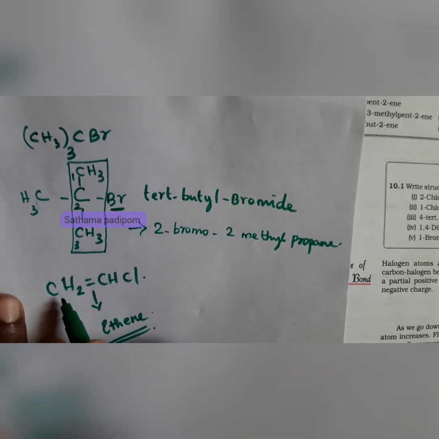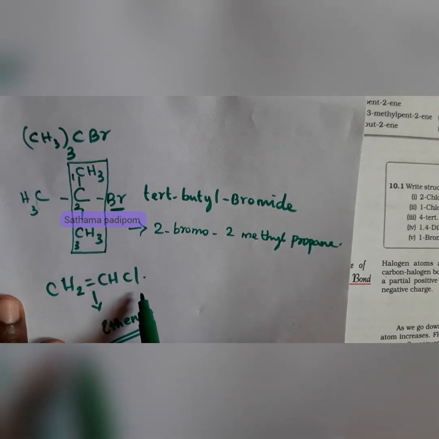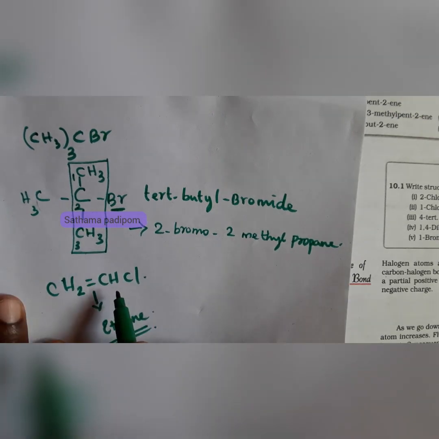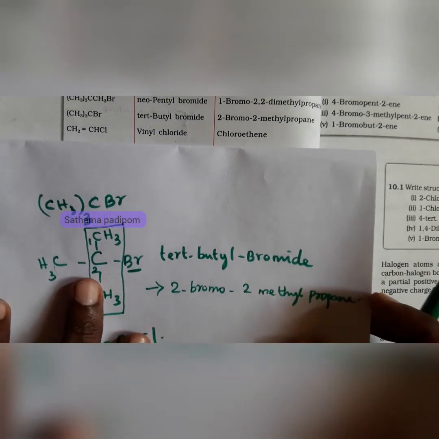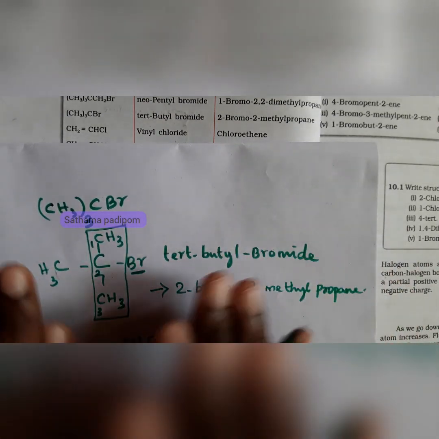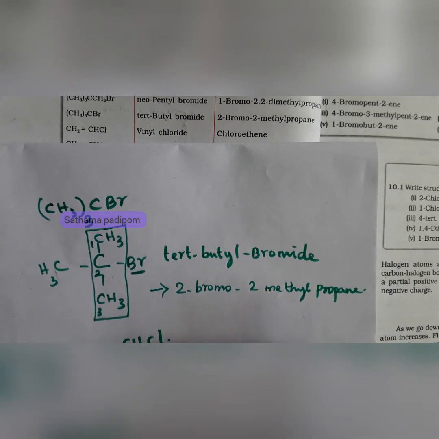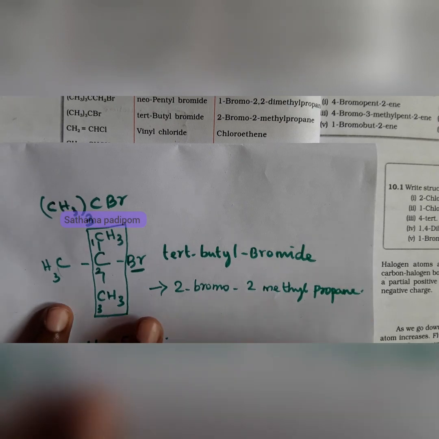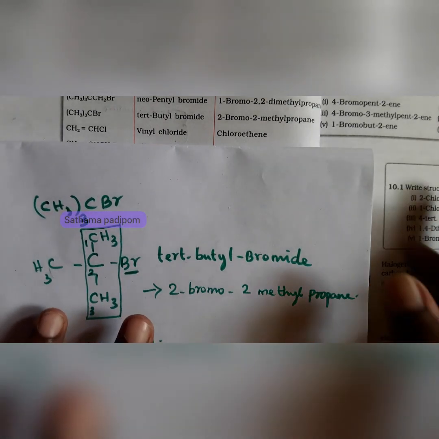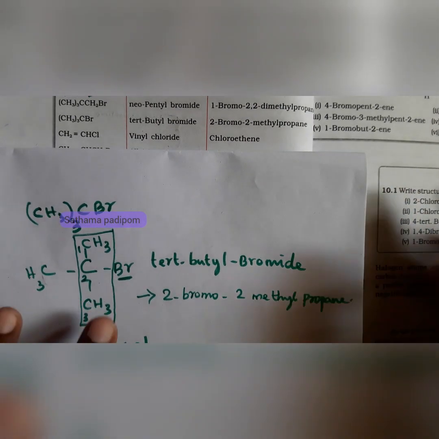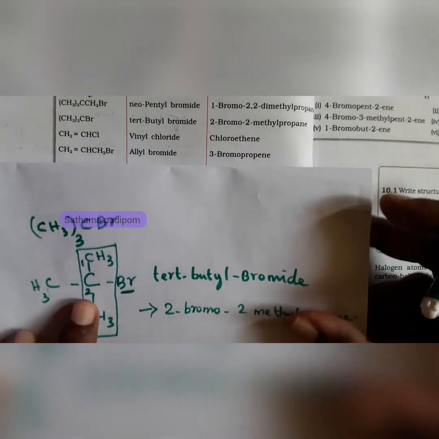Okay, so common name is vinyl chloride, IUPAC name is chloroethene. Okay, the next one. Until you get practice, write out all these structures elaborately and practice them. When you do more practice, automatically the structure will be recorded in your mind. Okay, easily you can write. Next, look.